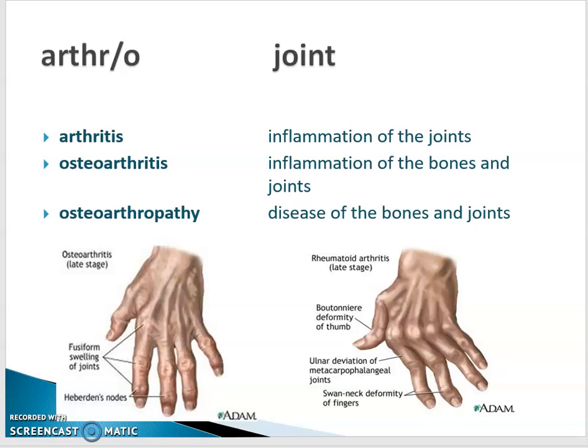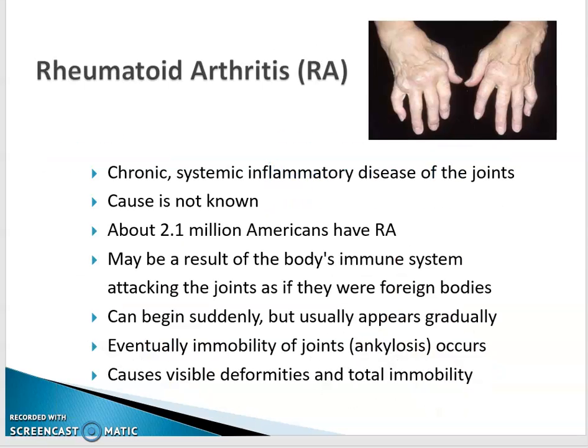So arthritis, I mentioned a moment ago, is just putting itis on the end of arthro, inflammation of the joint. Osteoarthritis is inflammation of the bones and joints. And osteoarthropathy is a disease of the bones and joints. So that's talking about the general condition. So both of these would be considered osteoarthropathies. Osteoarthritis is particularly bones and joints, and arthritis is the joints themselves. So that's just a breakdown of how we distinguish and talk about those words.